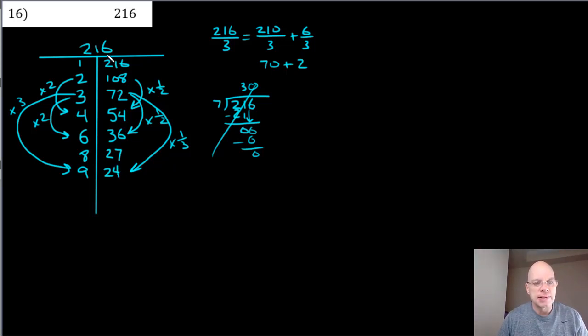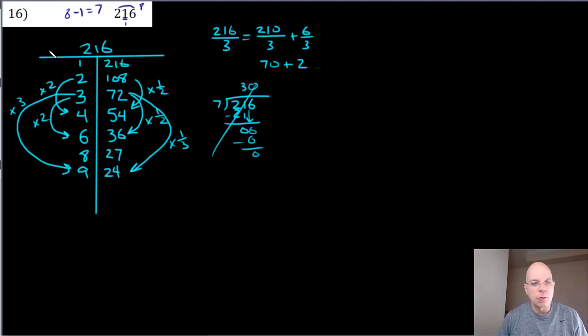216 is not divisible by 10 because the ones digit is not a 0. 216 might be divisible by 11. Let's check. If we consider the sums of alternating digits, 6 plus 2 is 8, and then this is just 1. 8 minus 1 is 7, and that's not a multiple of 11, so 216 is not divisible by 11.